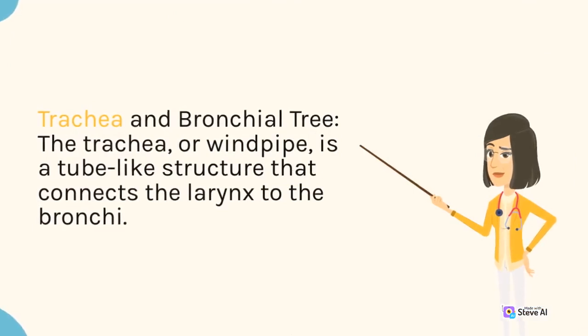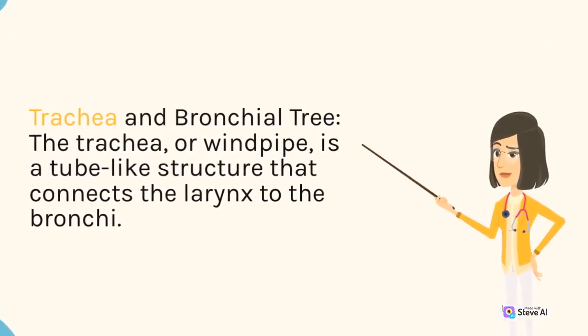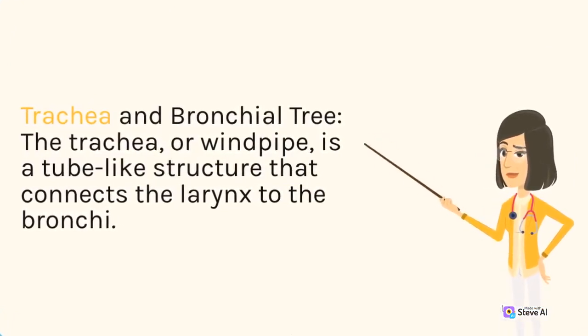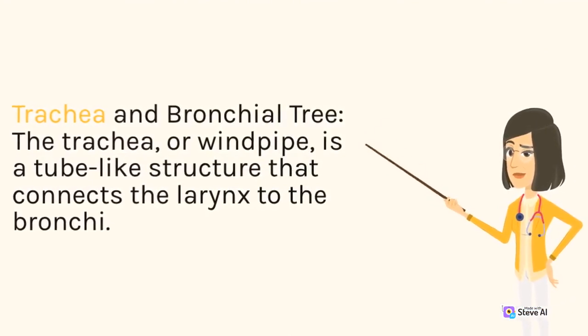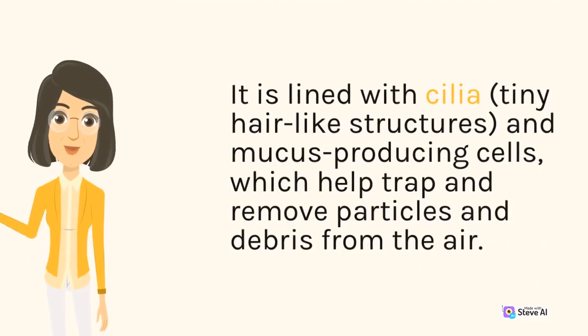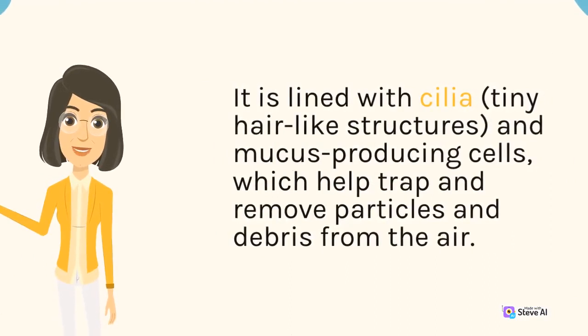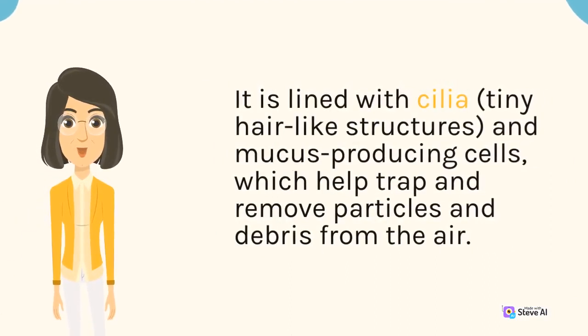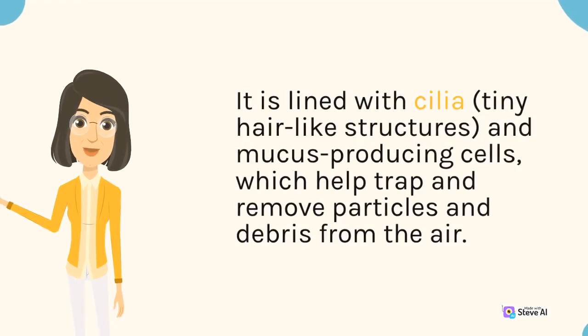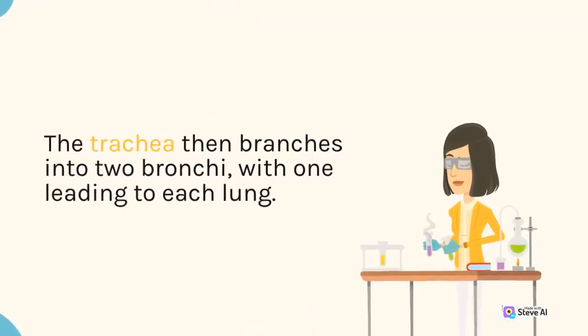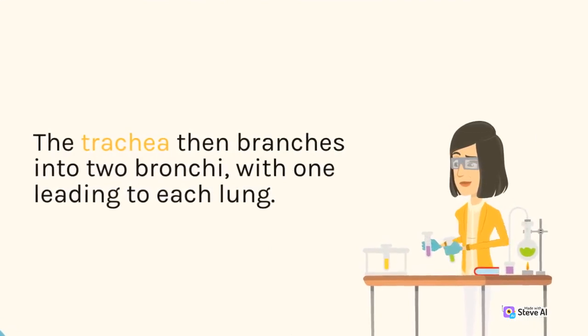Trachea and bronchial tree. The trachea, or windpipe, is a tube-like structure that connects the larynx to the bronchi. It is lined with cilia, tiny hair-like structures, and mucus-producing cells, which help trap and remove particles and debris from the air. The trachea then branches into two bronchi, with one leading to each lung.